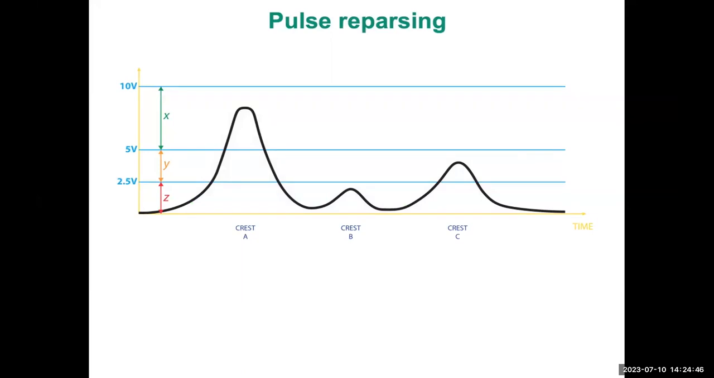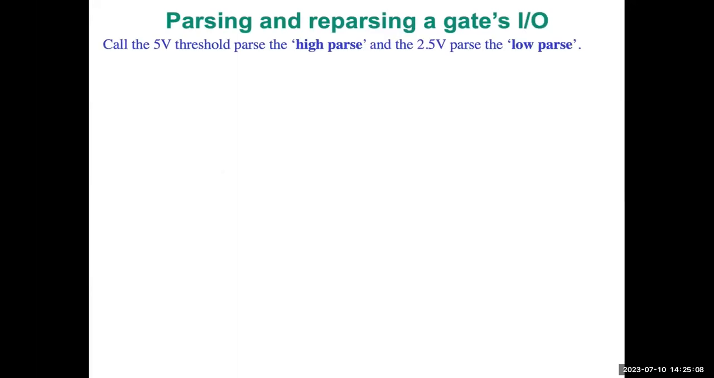So let me talk a bit about how this impacts on the B level or Boolean level. I'm going to introduce X, Y, and Z to make it easier to talk about voltage ranges. X represents the voltage range from 5 volts to 10 volts, and similarly Y and Z. It's just an abbreviation. So call the 5 volt threshold parse the high parse. That was the second of the examples I just took you through. Call it the high parse, just for ease of talking about it. And call the 2.5 volt parse, the first one I took you through, the low parse.